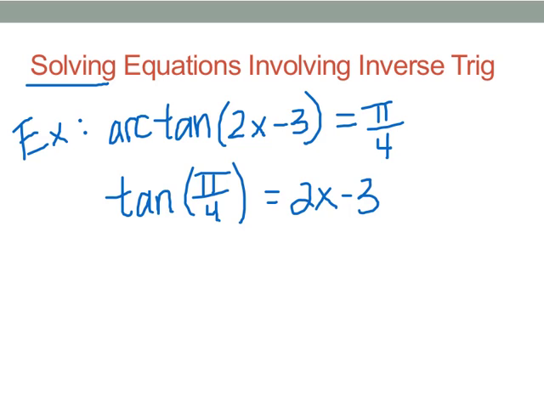Now we can evaluate what the tangent of pi over 4 is, and that's just 1. So now you're just solving the equation 1 equals 2x minus 3. Solve this for x, and you get 2.